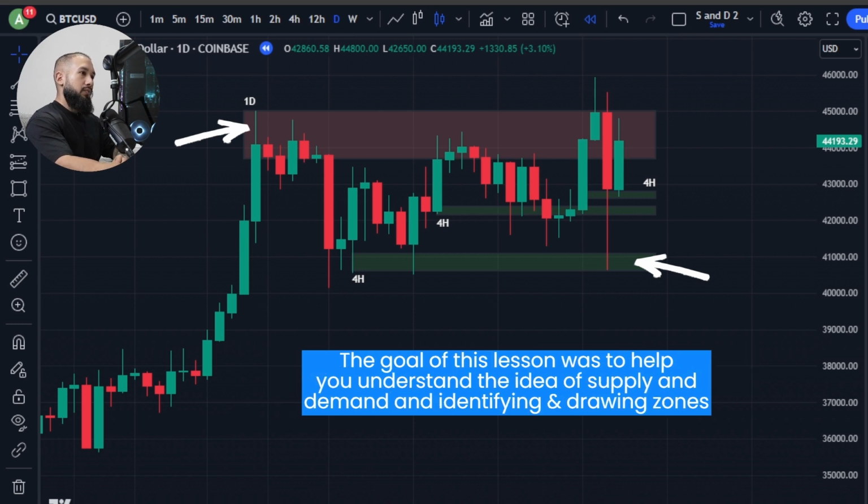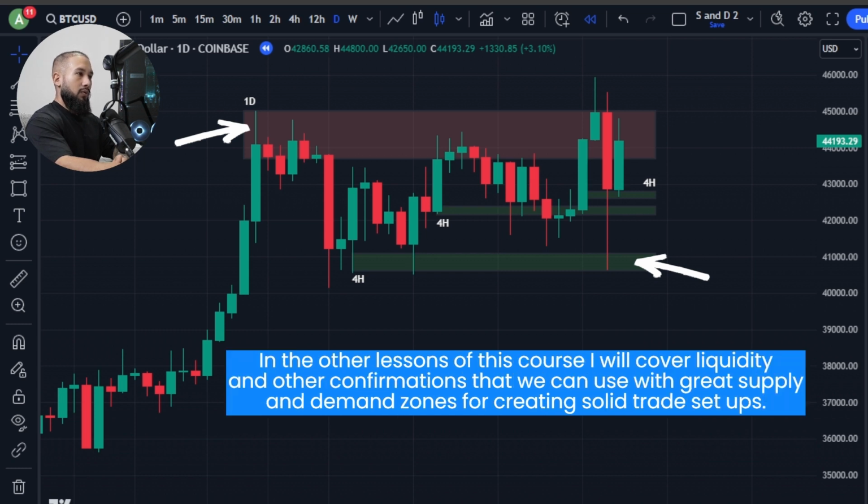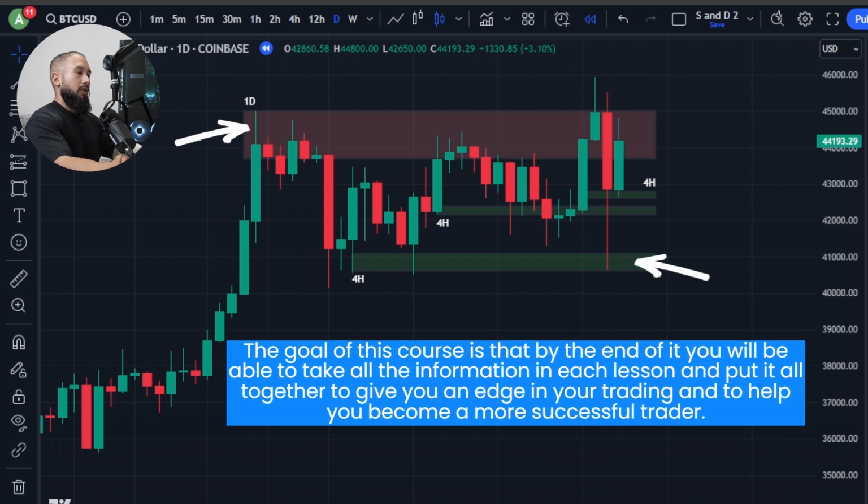The goal of this lesson was to help you understand the idea of supply and demand and identifying and drawing zones. In the other lessons of this course, I will cover liquidity and other confirmations that we can use with great supply and demand zones for creating solid trade setups. The goal of this course is that by the end of it, you will be able to take all this information in each lesson, put it all together to give you an edge in your trading and to help you become a more successful trader.